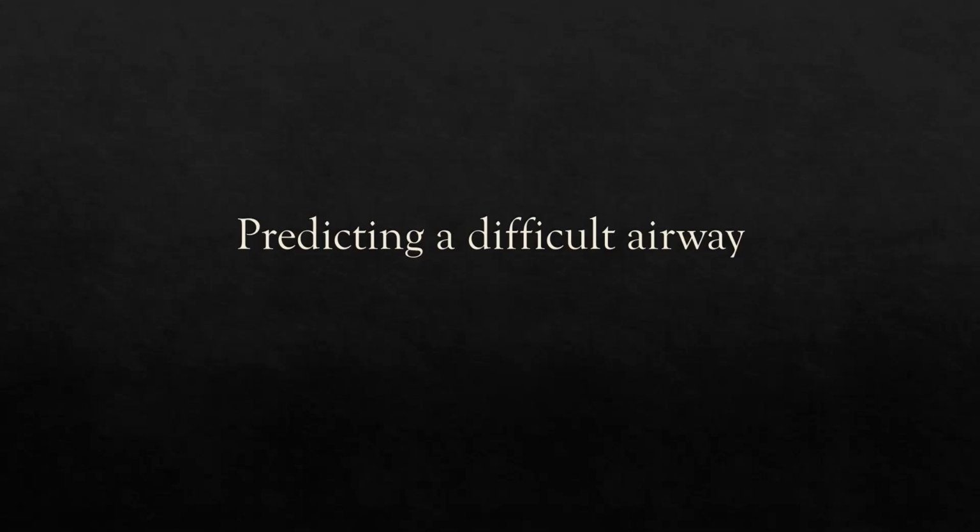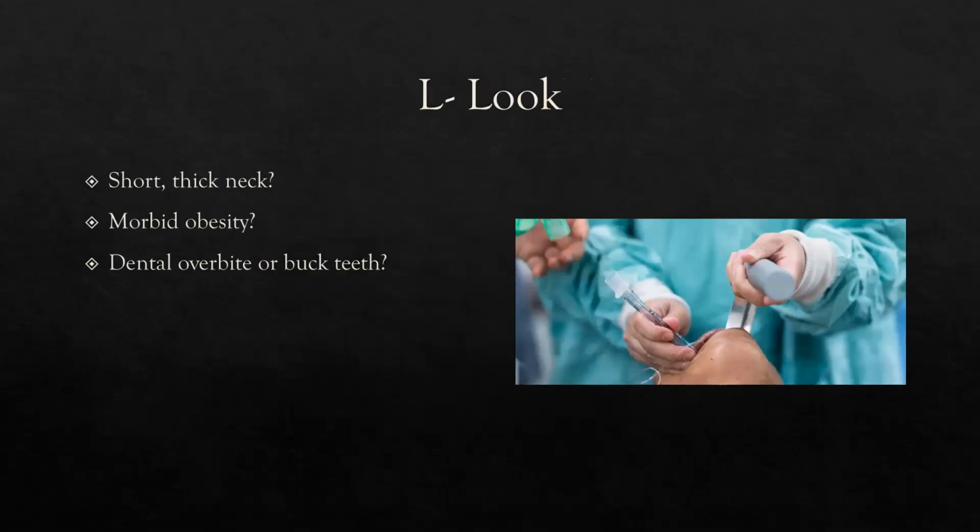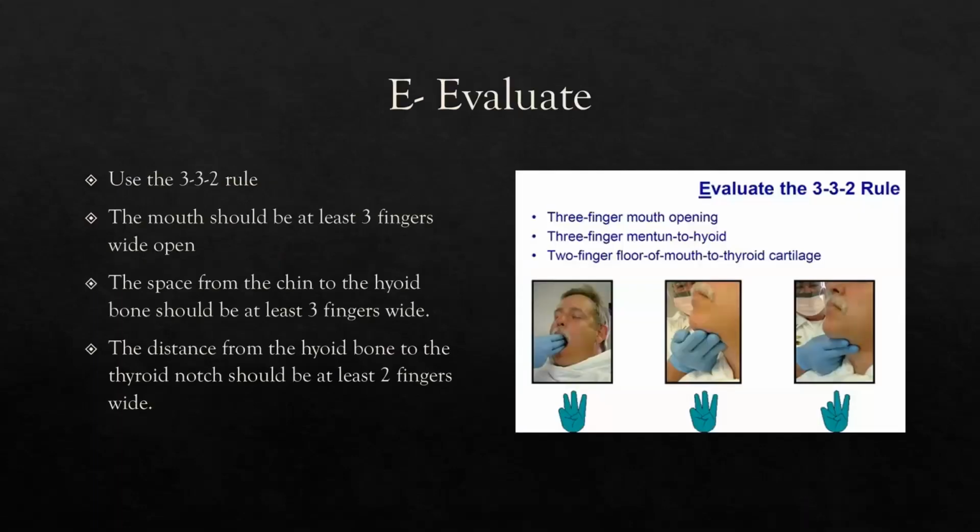But we can predict how difficult an airway can be by simply remembering the mnemonic LEMON. L is for look. We're actually looking at that patient. Do they have a short, thick neck? Are they morbidly obese? Do they have a dental overbite or buck teeth? All of those things could indicate that this patient may be more difficult to tube than others.